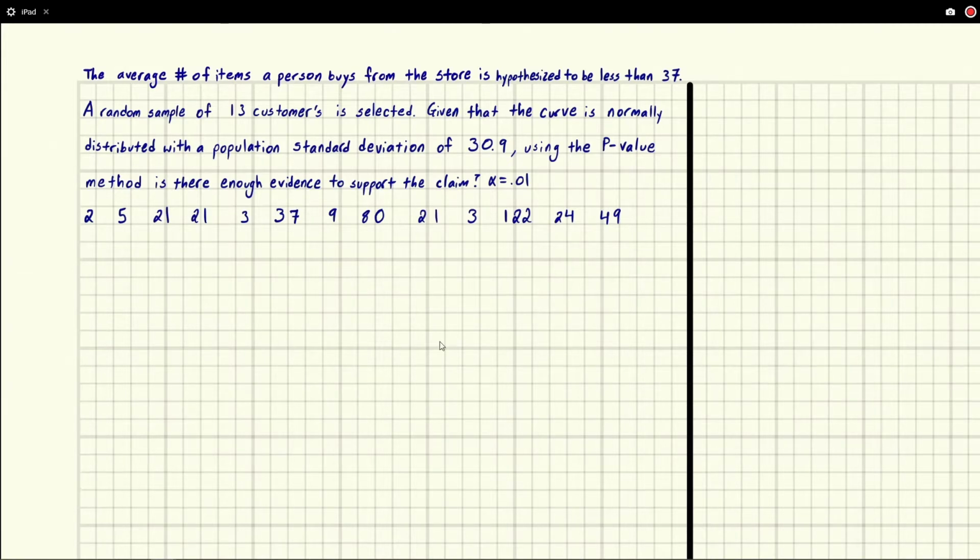So we've been given some data, and we're told to use the p-value method, which is nice because then we don't need to draw a chart. We can just look right at alpha, so no need to find critical values. Let's go ahead and do this. We need to identify the null hypothesis, the alternative, and what the claim is.